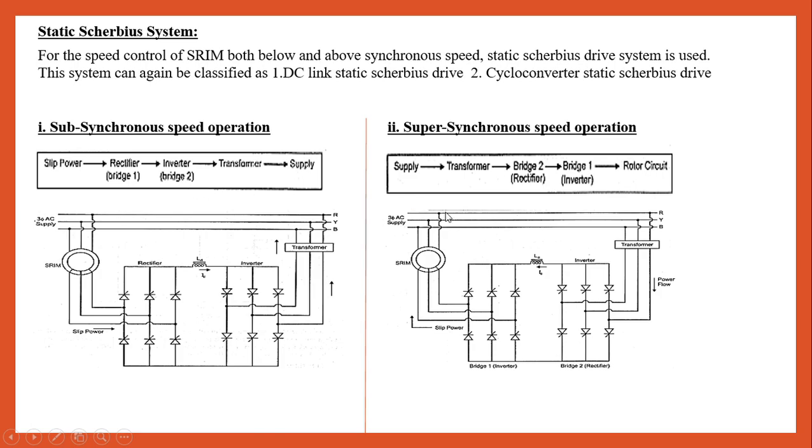In supersynchronous speed operation, the power flow is totally opposite to that of the previous one, that is subsynchronous speed operation. Here the supply is given to the transformer, then the secondary of the transformer is connected with bridge 2. Now bridge 2 acts as a rectifier because the firing angle is less than 90 degrees. Then the output of the rectifier is DC, which is given to inverter bridge 1 because the firing angle is greater than 90 degrees. So bridge 1 acts as an inverter. The output of the inverter is three-phase AC supply. It is given to the rotor coils.